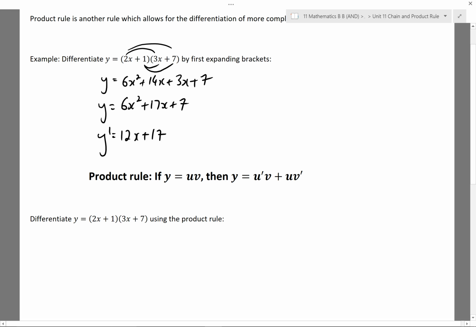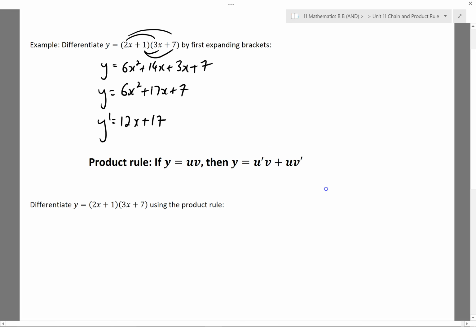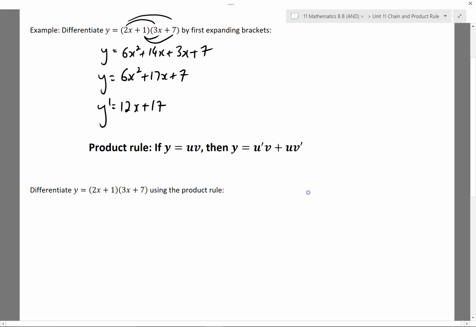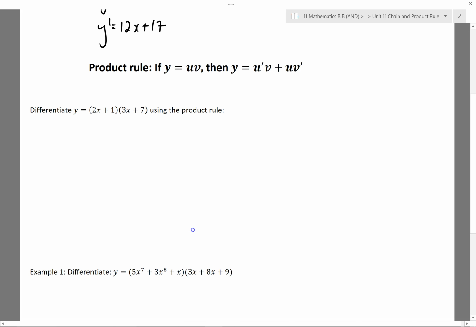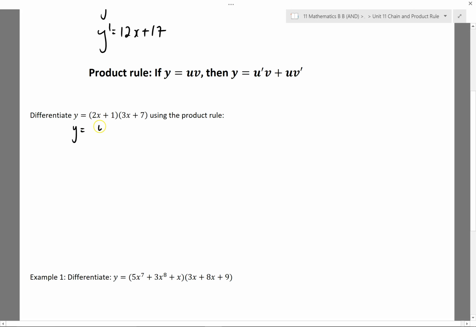However, if we have a function that we can write as two functions multiplied together, then the derivative is u dash v plus uv dash. So let's see how this works and make sure that it works. The way we'll do this is I'll identify this as u and identify this as v. So I know that u is 2x plus 1. I know that v is 3x plus 7.